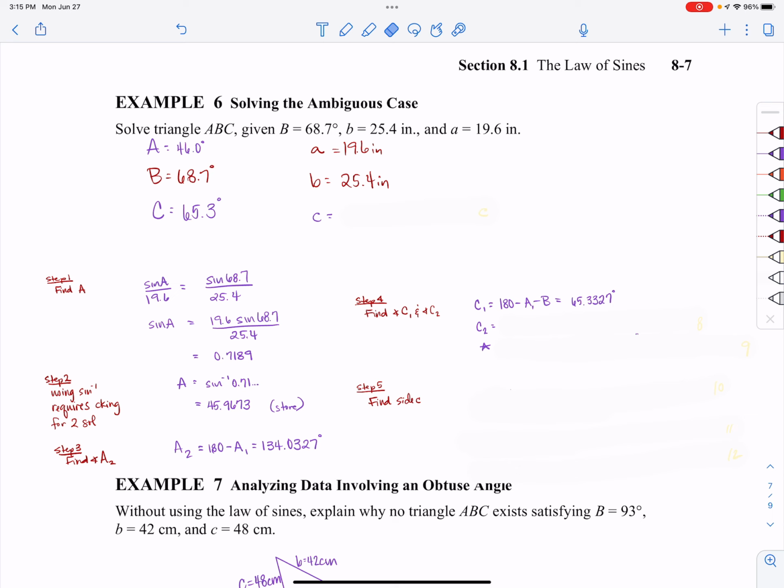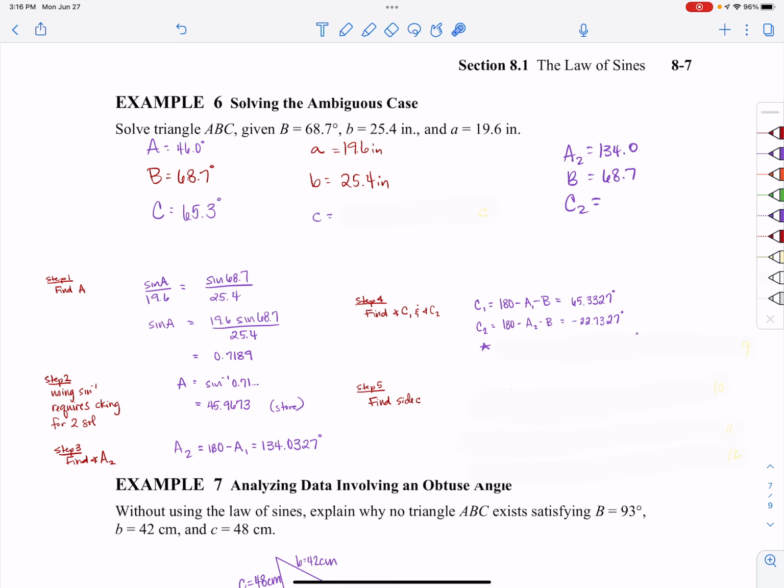Okay, let's go find angle C2 doing the same thing. Now, I didn't write this down, and that might be a little confusing. So let me just write this down real quick. We have that A2 is 134.0. B, I was already given at 68.7. So let's look for C2 then. And so C2, we're going to do again 180 minus A2 minus angle B.